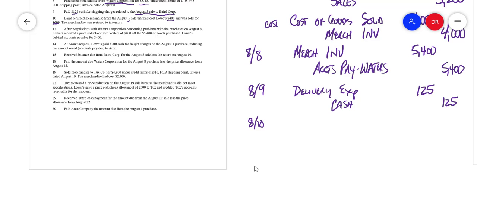So we're going to start this by recording the sales return. And remember, we don't debit sales, we debit the contra account, which is sales returns and allowances. And this is the sale price, which is right here. The $600 is the sale price because it was sold for $600. So we debit that for $600. And we credit accounts receivable Baird for $600.